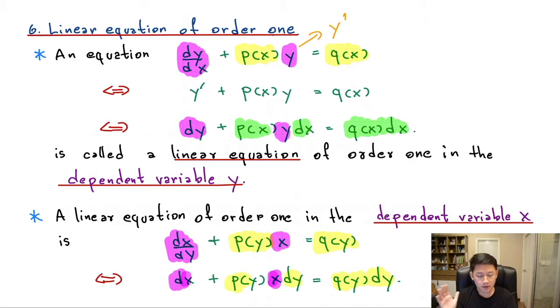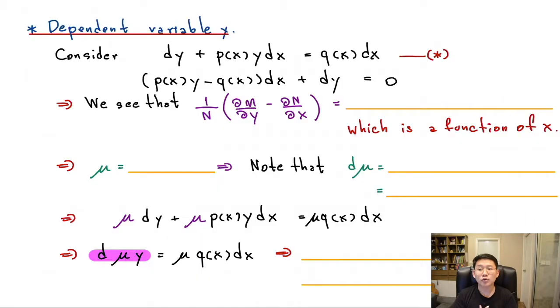Okay, so next let's have a look at how to solve this particular type, the linear equation of order 1. First, I will look at when y is a dependent variable, which is the first case, right? So we have y here, we have dy here, and the rest are functions of x, q(x), dx, right? So first, I just move this to this side, and that should be easy, shouldn't it? Right?